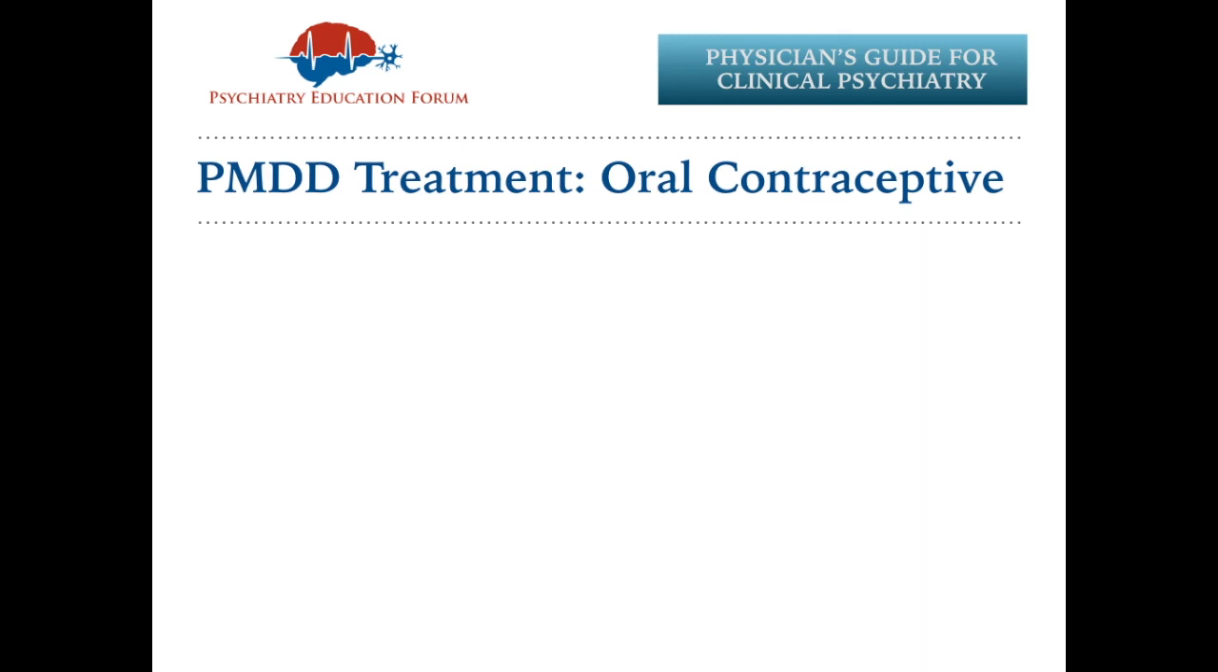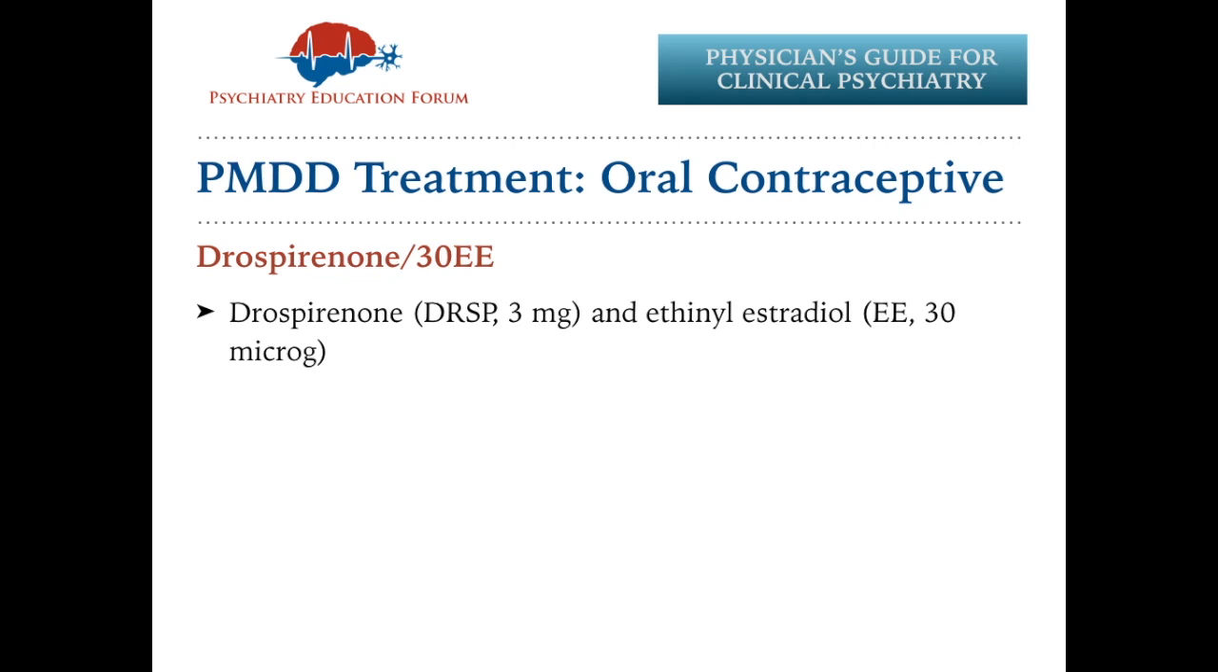trial of oral contraceptives. I found many studies with many combination of estrogen progestin combination, but most studies that I found effective was with this combination, DRSP slash 30EE. So DRSP is a drospirenone and EE stands for ethinyl estradiol. And the dosing combination is 3 mg for DRSP and 30 microgram for EE, ethinyl estradiol.